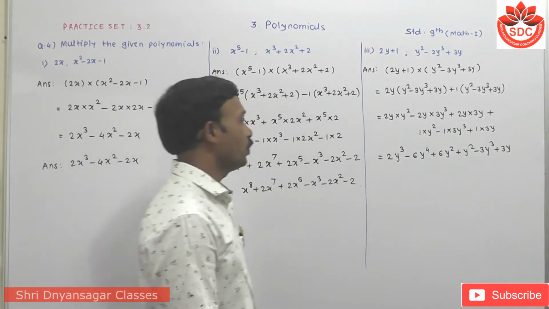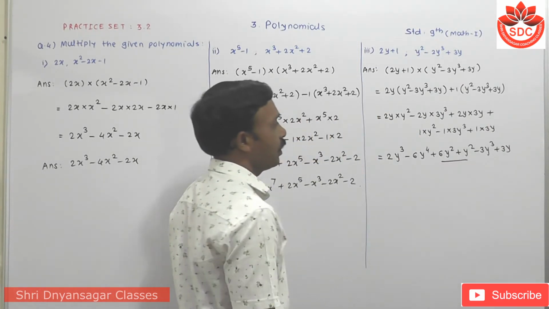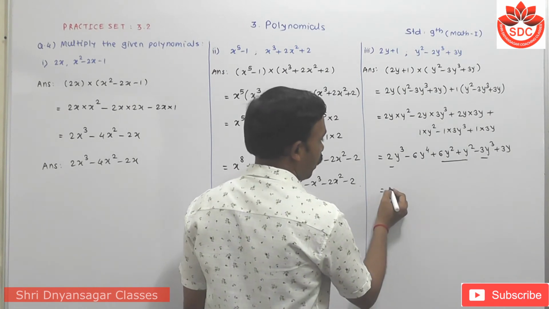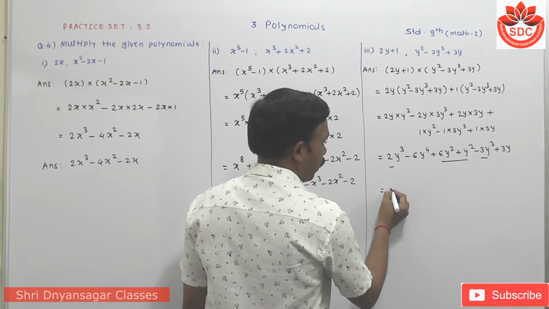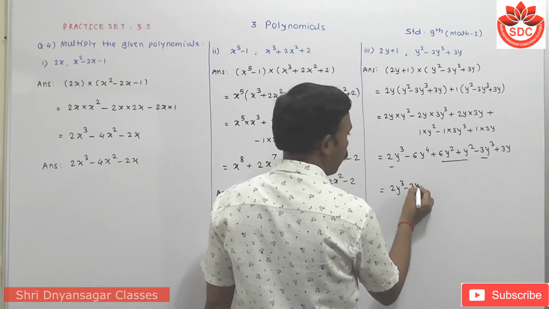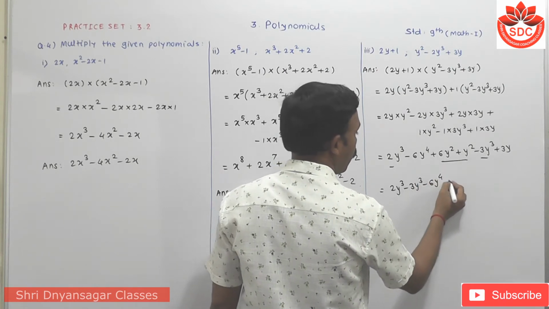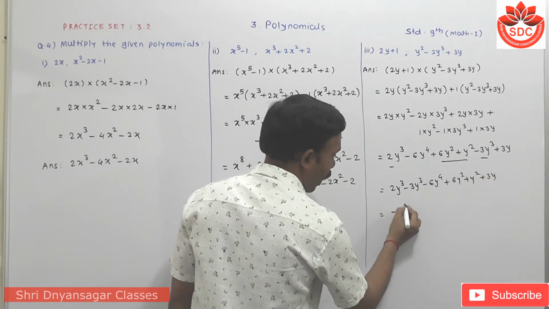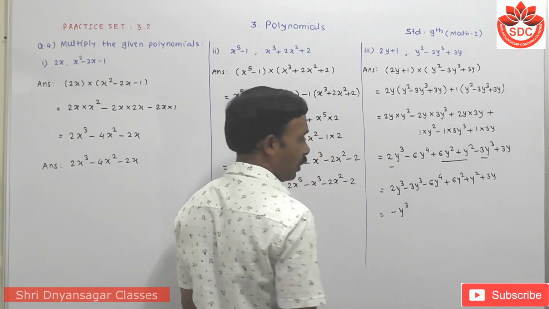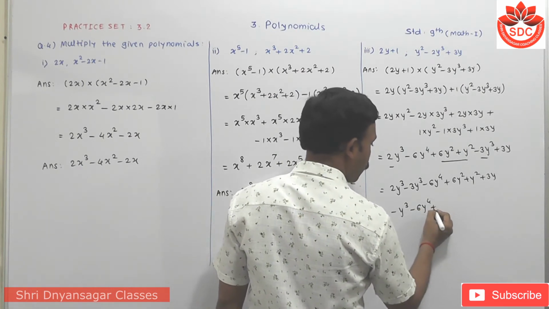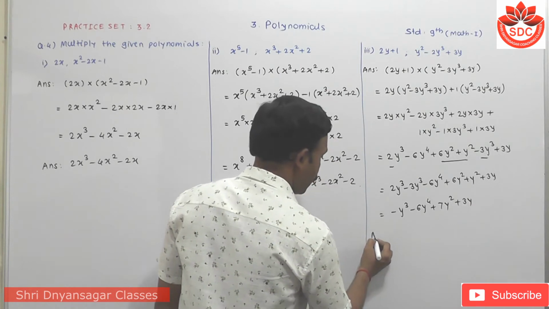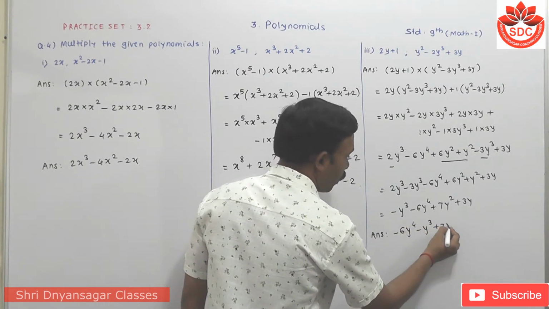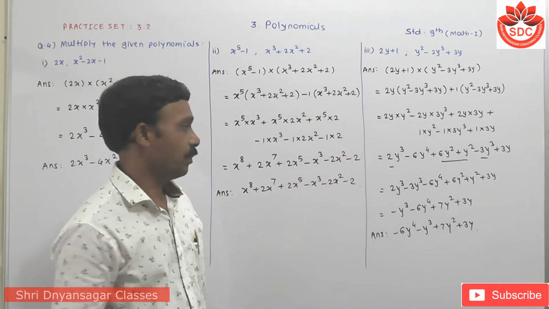Now students, collecting like terms: minus 3y cube, minus 6y raised to 4, plus 6y square plus y square and plus 3y. When we add, 2y cube minus 3y cube gives minus y cube, taking the sign of the bigger number. Minus 6y raised to 4, and the addition becomes plus 7y square plus 3y. You have to write the answer in descending order, so first I write 6y raised to 4... minus y cube plus 7y square plus 3y is our answer. Okay, we take the next question.